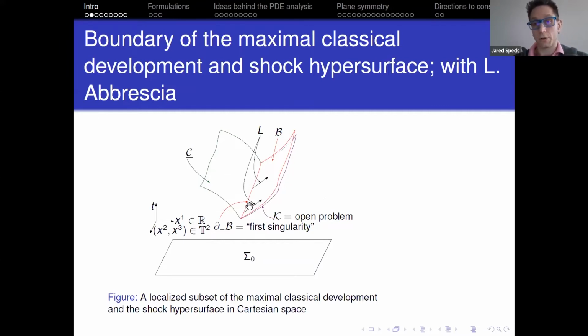And here we're doing things locally. So this is not giving you the global structure. So one would need to work harder to say something about global uniqueness of the maximal development.